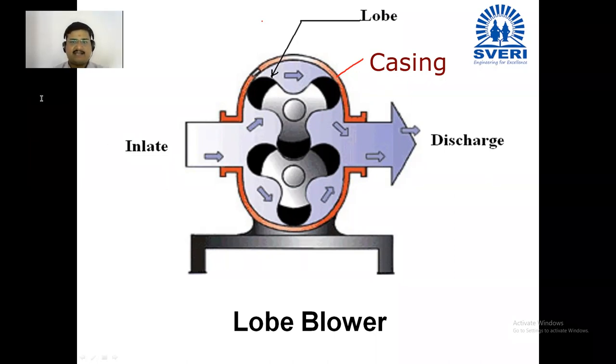And at one end, there is an inlet. At one end, there is an inlet. Inlet means air is taken through this particular passage inside the compressor. Air is drawn in from here.